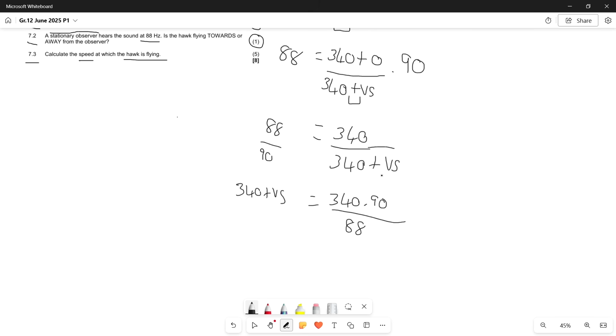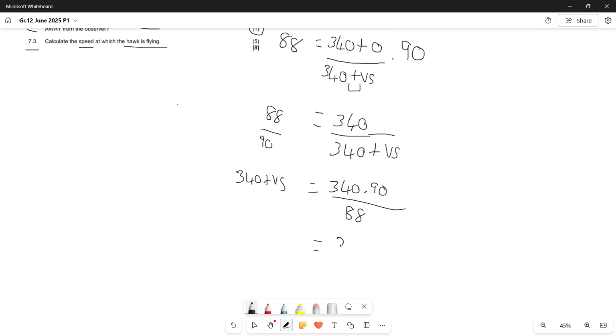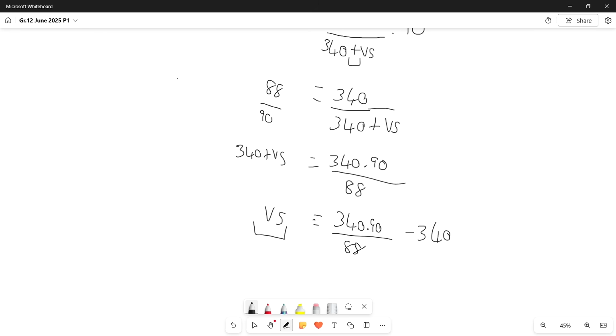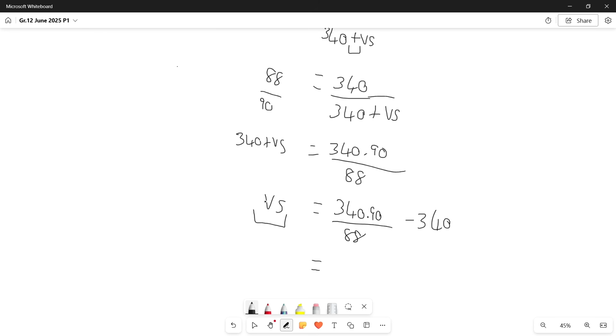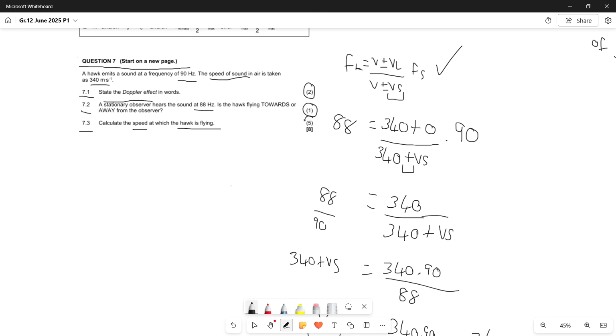So we took these two up top left, we took the 90 up top right, and we took the 88 down bottom. So we now at this stage can take the 340 over, so we have 340 multiplied by 90 divided by 88, subtracting 340 over here. And then at this stage we have VS left by itself on the left side, and we can just plug this into our calculator and we will have our final answer for the velocity of the source. And our final answer is 7.73 meters per second to the -1. Cool. So that just earned us 5 marks for 7.3 and 8 marks for this whole section.